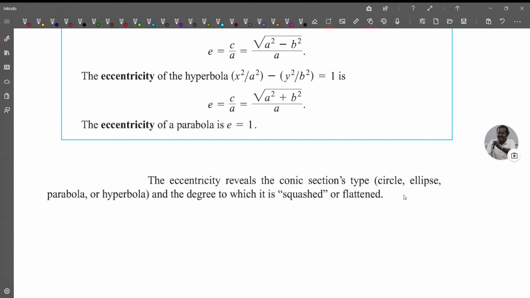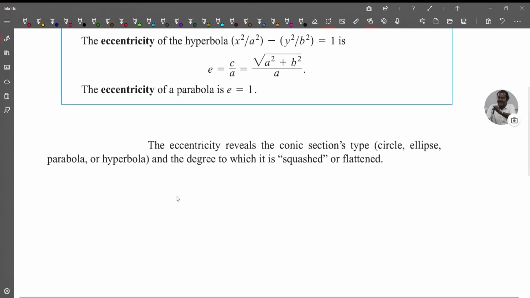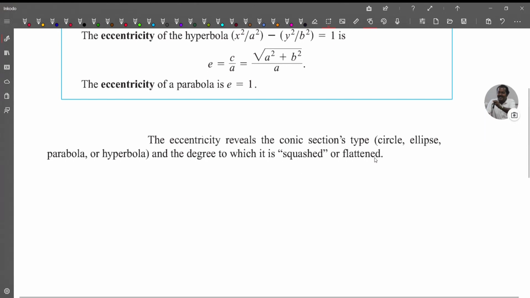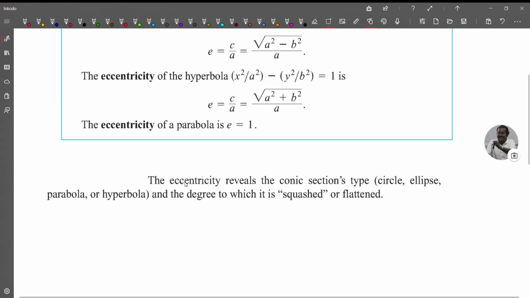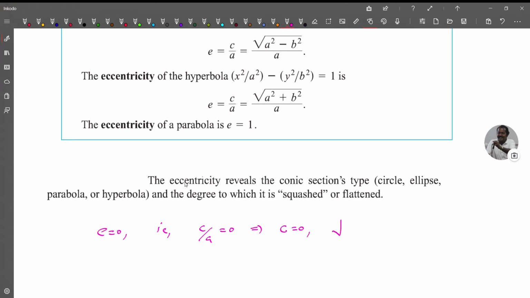The eccentricity reveals the conic section's type, that is whether it is a circle, ellipse, parabola or hyperbola, and the degree to which it is squashed or flattened. For example, if e is equal to 0, that is c by a equal to 0, so this implies c equal to 0. This is the root of a square minus b square equal to 0.